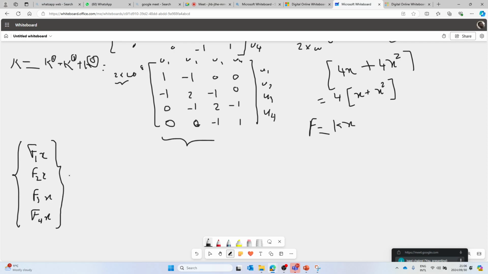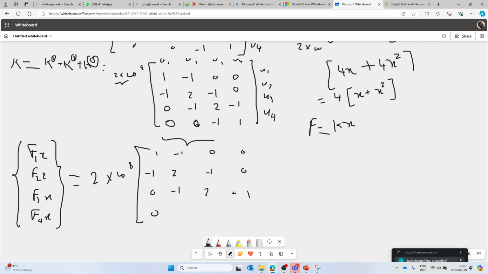What is K? K is our matrix that we got. It is 2 times 10 to the 8 multiplied by 1, minus 1, 0, 0, minus 1, 2, minus 1, 0, 0, minus 1, 2, minus 1.